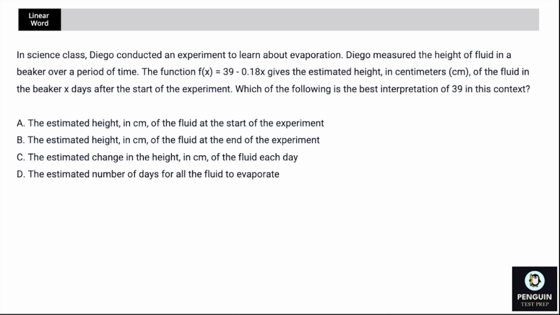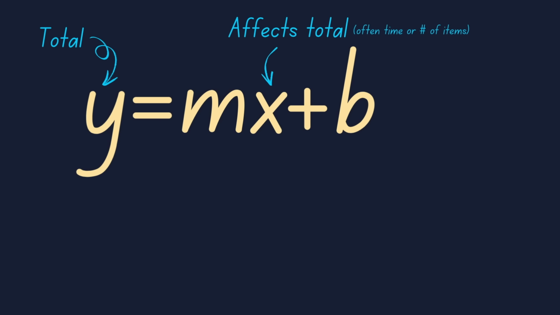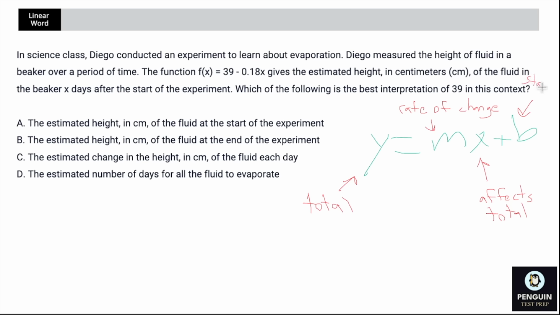And for this one, we notice that we are in y equals mx plus b form. All we have to remember is what everything stands for. So y equals mx plus b, y is going to be our total, x is going to be the thing that affects the total. This is often going to be time or a number of items. M is our slope, which is a constant rate of change. And b is our y-intercept, which we want to think of as a starting point. I'll just write the word start since I am out of room.